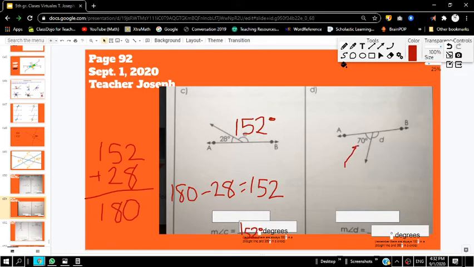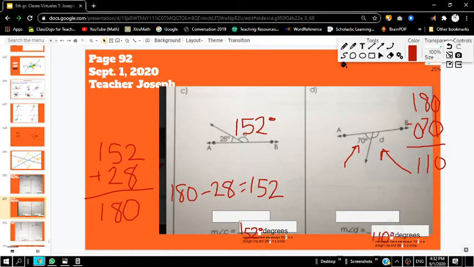Okay, let's do letter D. This one we are given the angle measurement 70. So if we subtract 180 minus 70, which you can do in your head, you don't need to do the procedure, but 0 minus 0 is 0, 8 minus 7 tens is 1, and 1 minus 0 is 1. So 110 is the angle measurement for letter D.